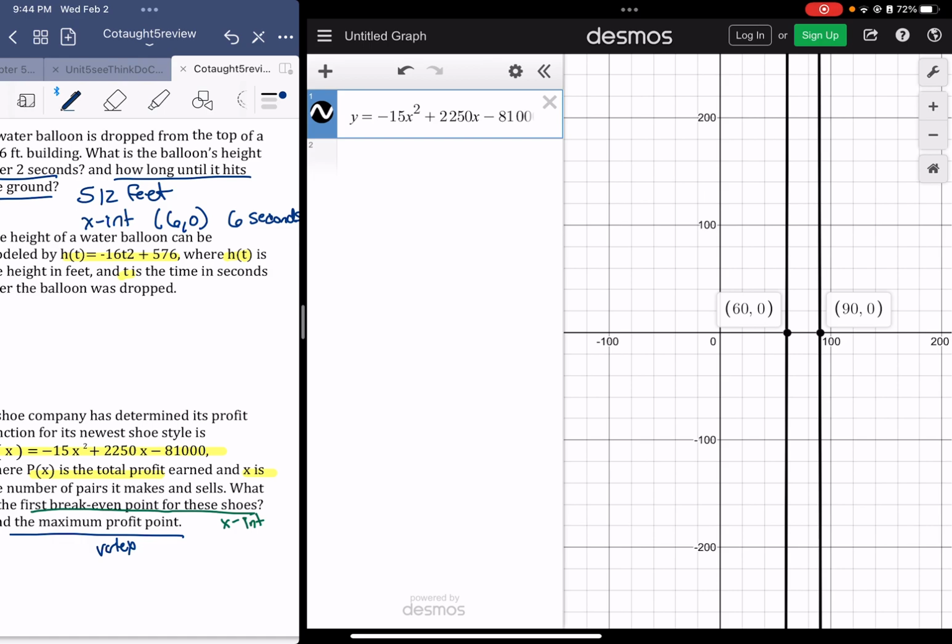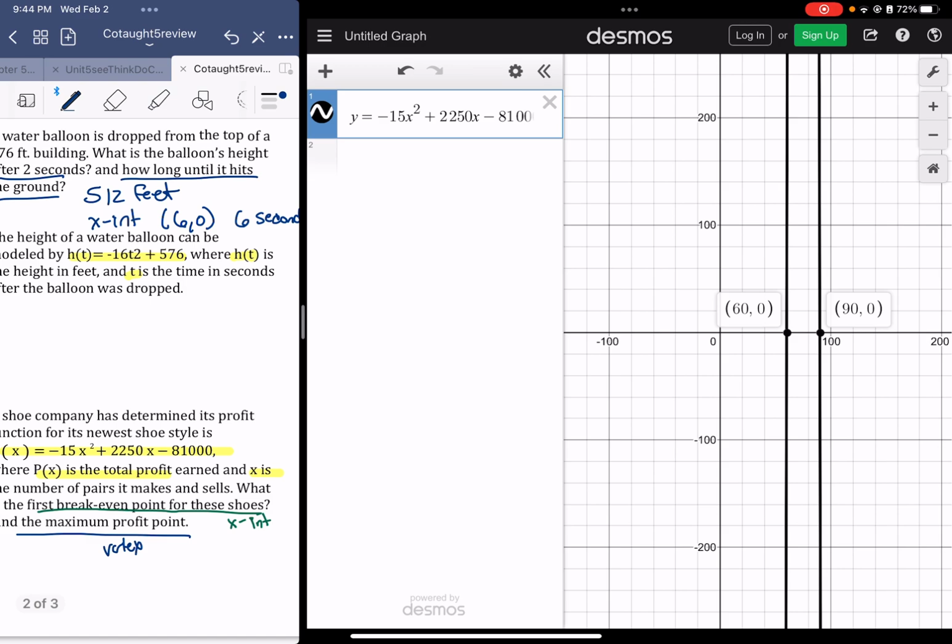That meant that they were losing. They hadn't made a profit yet until 60 shoes. Then they made a profit, and then at some point, once they made 90 shoes, they started losing money again. So they're only making a profit if they make somewhere between 60 and 90 shoes a week. If they try to make more than 90 shoes, it costs too much. So those are their 2 break-even points, but the question was, what is the first break-even point? So the first break-even point is 60 shoes. So that first answer would be making 60 shoes.